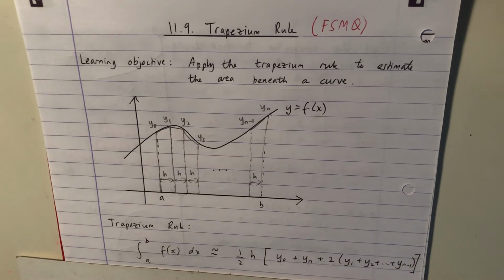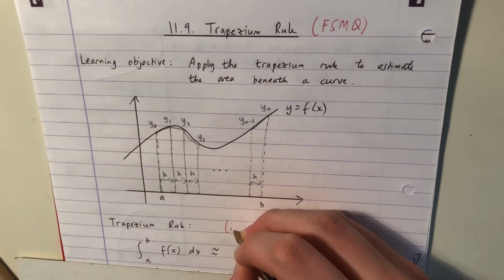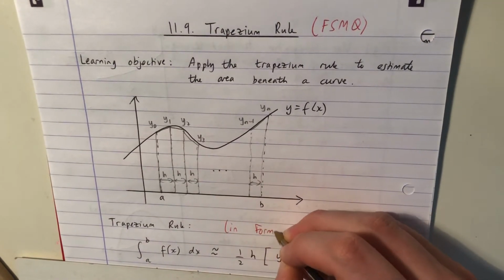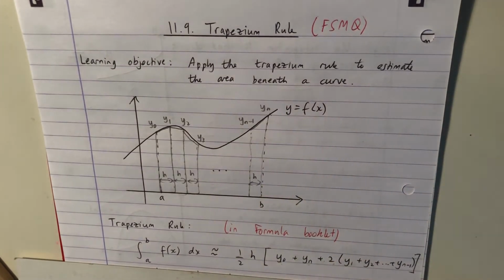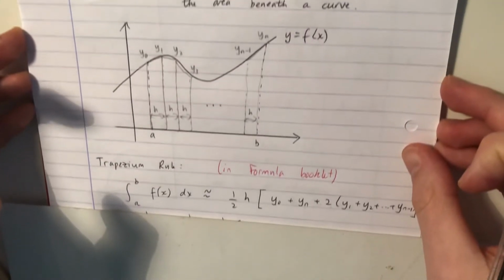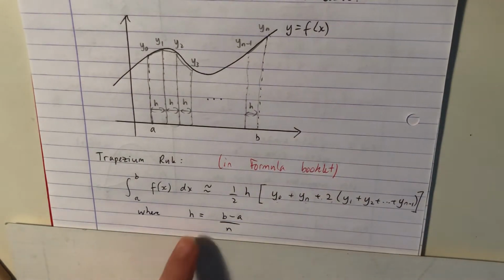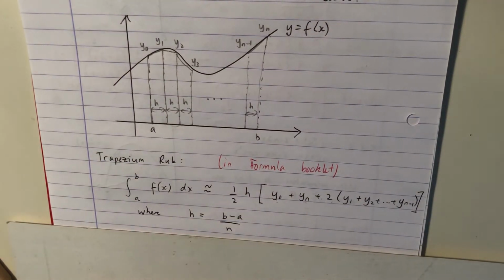And that's pretty much it. And this is given in the formula booklet. Okay, so you don't have to memorize this. You just have to know it's in the formula booklet. And the only thing which I'll remind you of is what h would be. So h is how wide the strips are.